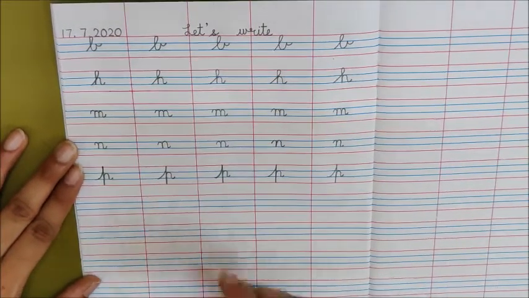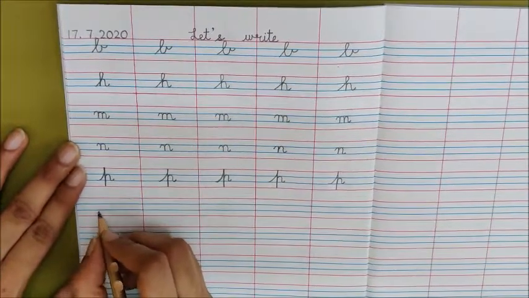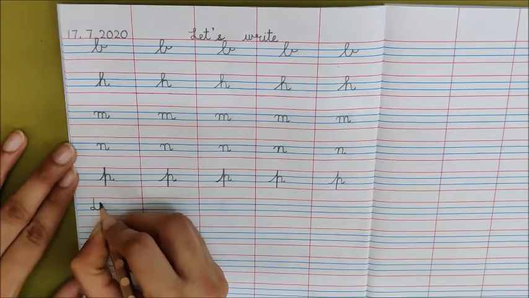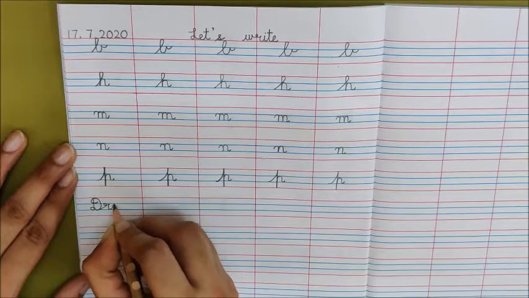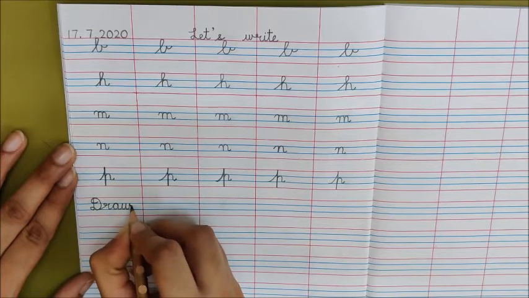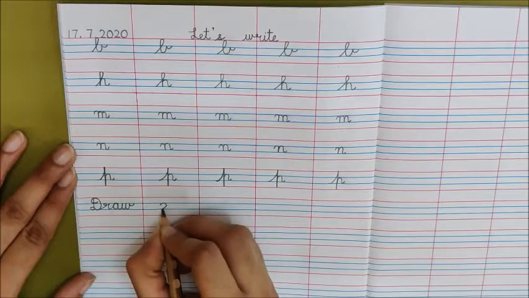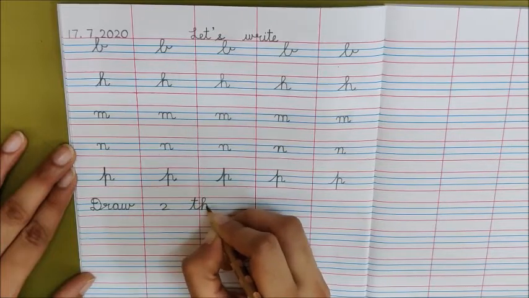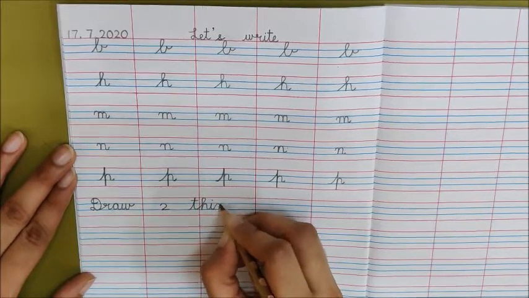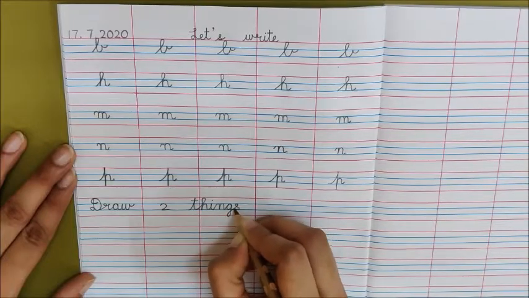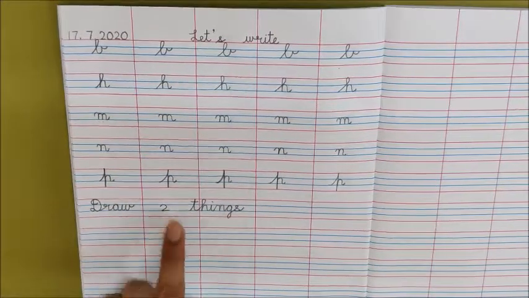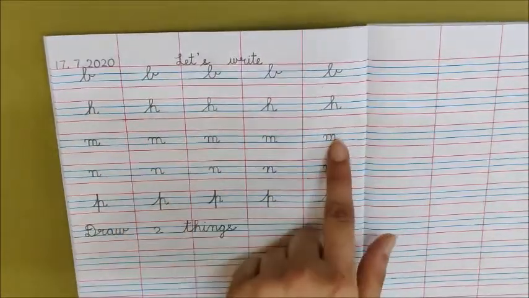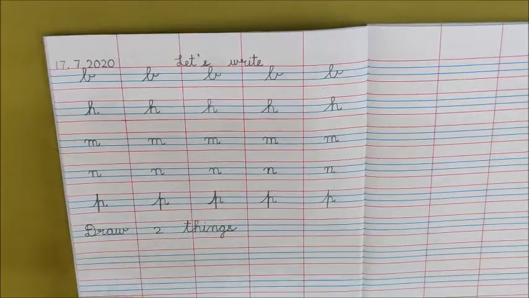Now ask your mama to write this for you. Your mama or papa can write this for you. Here, write down, draw two things. Here we did writing of letters B, H, M, N, P. Now here we will do the drawing.